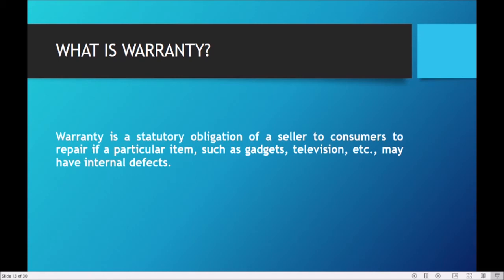Warranty is a statutory obligation. Why statutory obligation? Because there is a particular statute or law saying that a seller is obligated to provide warranty to its customers. Warranty is a repair to a particular item such as gadgets, televisions, computer sets, if those items may have internal defects. Kasi hindi naman po natin maiwasan that these items merong mga defects internally. So, those internal defects shall be repaired by the selling entity and then provide repairs. Okay? In a given period of time.